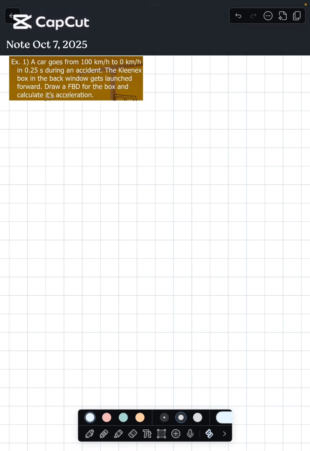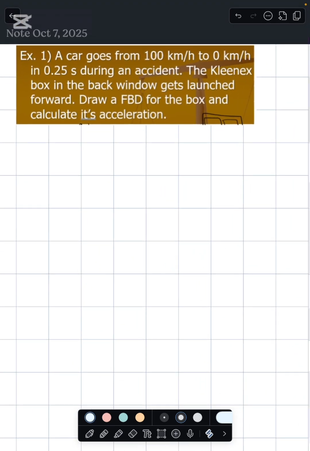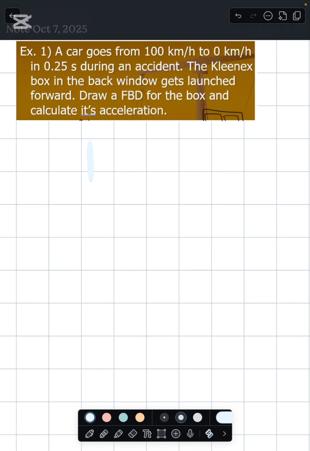So today we're going to be doing physics circular motion 101. All right, so the question says a car goes from 100 kilometers per hour right to 0. So our V1 would be equal to 100. Our V2 would be equal to 0.